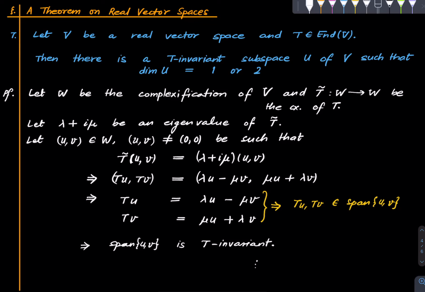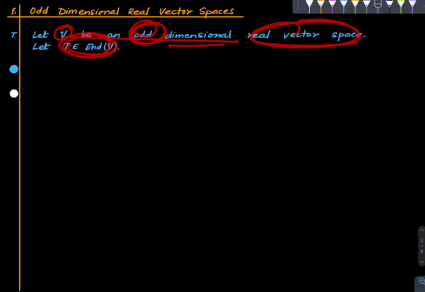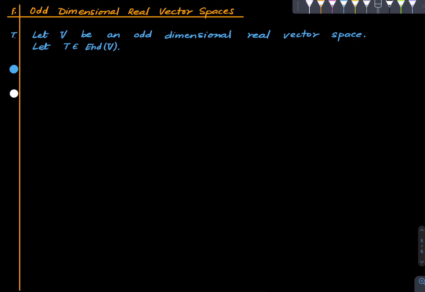And this has a nice consequence. So again, this time we have an odd dimensional real vector space, and we have an endomorphism on the vector space. Then we claim that this endomorphism has an eigenvalue. So we will see that odd is important. Without this odd dimension hypothesis, you cannot claim that this is the case. So first let's prove it, and then we'll see an example for the even case.